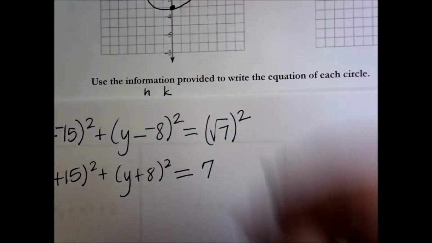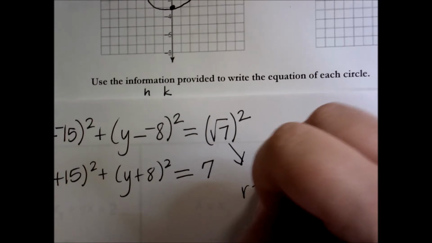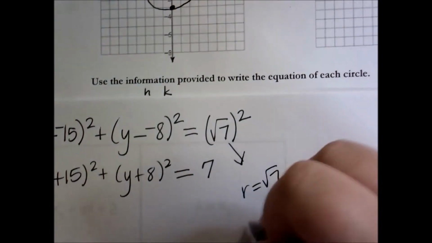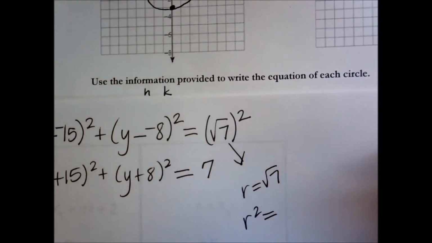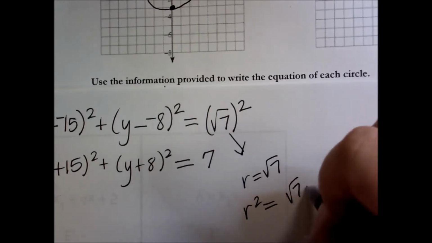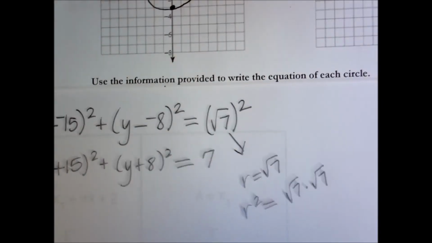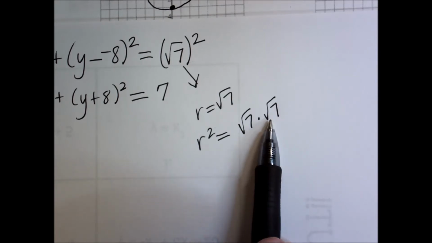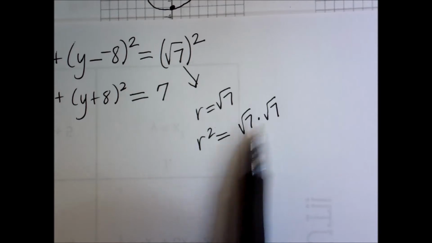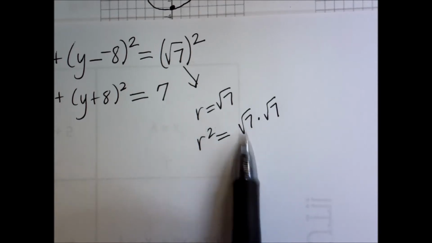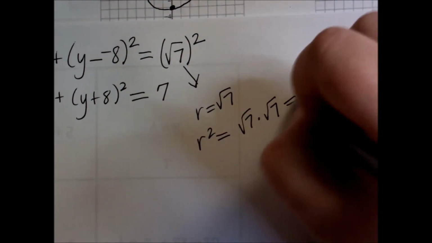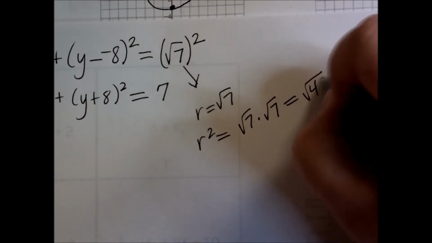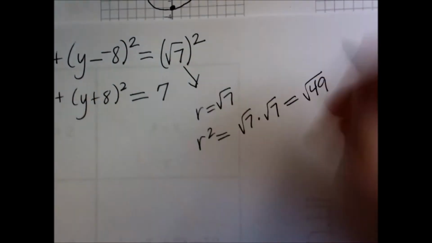Another way to look at this is if my radius is square root of 7 and I want the radius squared, squaring a number means multiplying it times itself. Square root of anything times the square root of that same number is just the number, because that's what square root means. It means a number that if I multiply it times itself like this, I just get that number. Or you can think of it as 7 times 7 is 49, and then what's the square root of 49? 7.